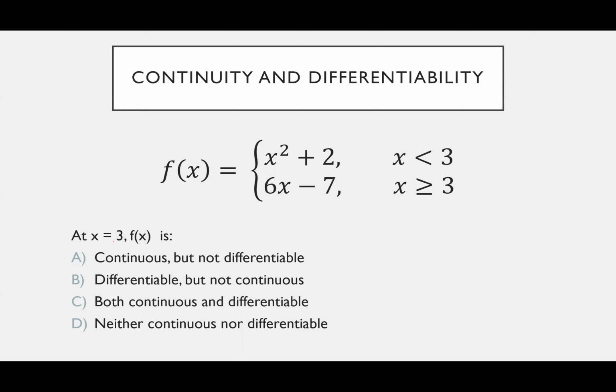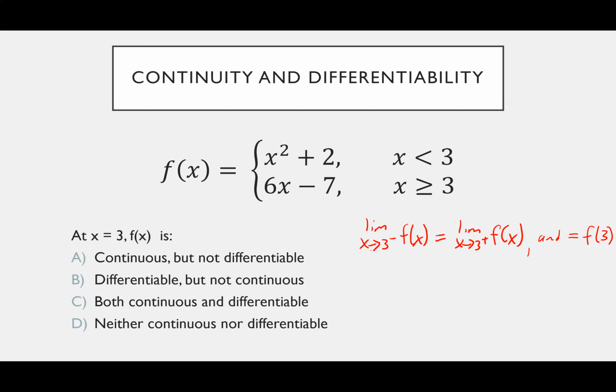So I'm looking at x equals 3. I want to know whether this function is continuous, differentiable, neither, or both. First, in order to prove that we are continuous, I have to have a general limit, which means the limit as x approaches 3 from the left must be equal to the limit as x approaches 3 from the right. And all of that must equal f of 3.